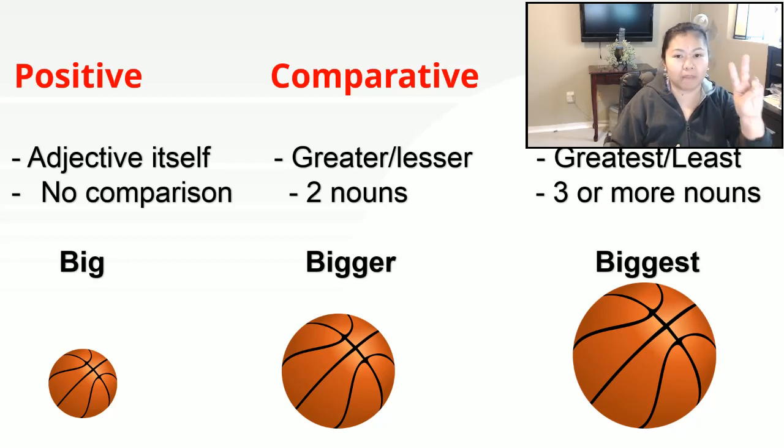So it shows quantity, quality, or value in greater or lesser degree. So we're talking about two nouns here, okay? Two things. In the example there, as you see, the ball is bigger than the one to the left, okay?